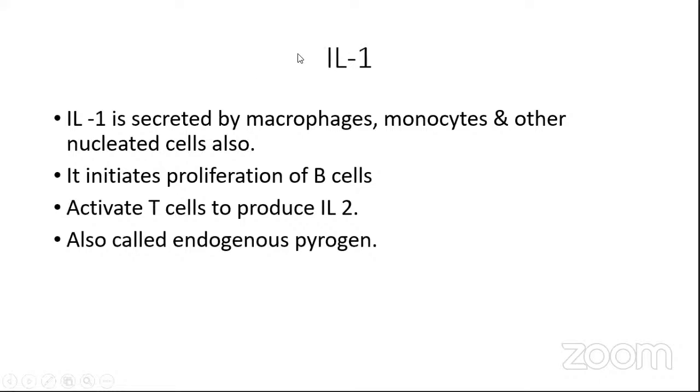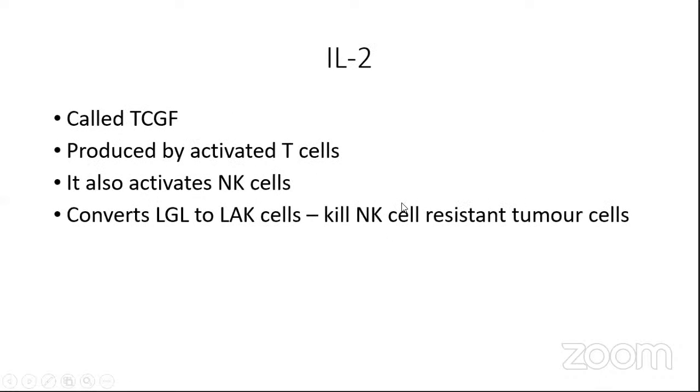And coming to the interleukins, there are nearly 13 different types of interleukins. We will see the most important one, interleukin 1, which is secreted by macrophages, monocytes, and other nucleated cells. It initiates proliferation of B cells, activates T cells to produce interleukin 2, and it produces fever. Once interleukin 1 is produced, only then, as a part of inflammation, we produce fever, and that is why it is called an endogenous pyrogen.